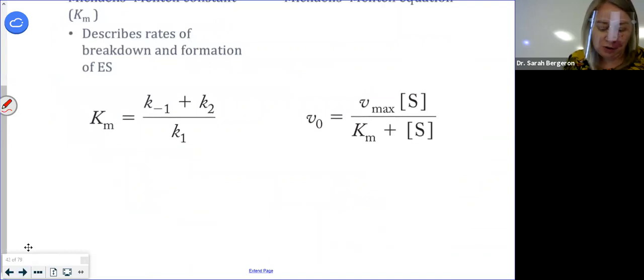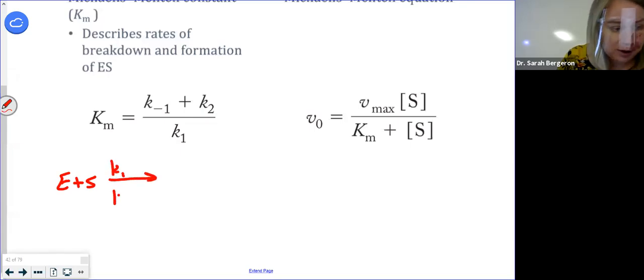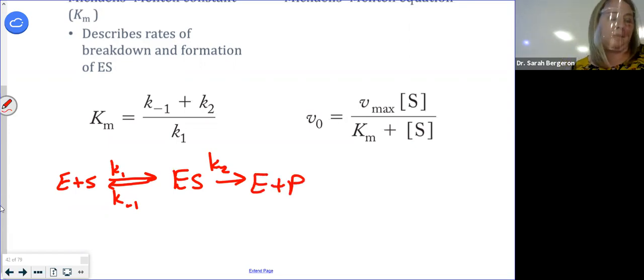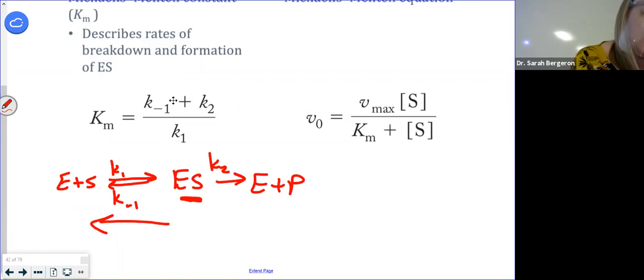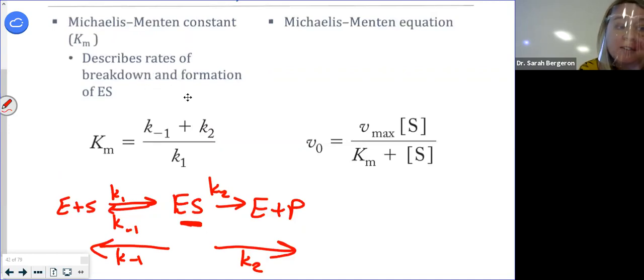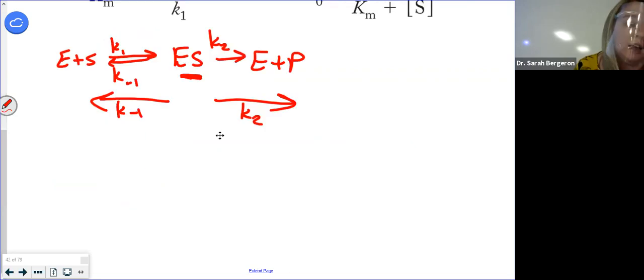Okay. So if we do this, we've got E plus S, K1, K minus one goes to, and it's really reverse. So ES, K2, E plus P. If we look at this, we have the K minus one and the K2. All of those are taking your enzyme substrate and either breaking it down this way with K minus one, or breaking it down this way with K2. Either way, you're breaking down the enzyme substrate complex. K1 is the one where you are building the enzyme substrate complex. So the Michaelis-Menten constant tells us our rates of breakdown and formation, which are really binding affinity.